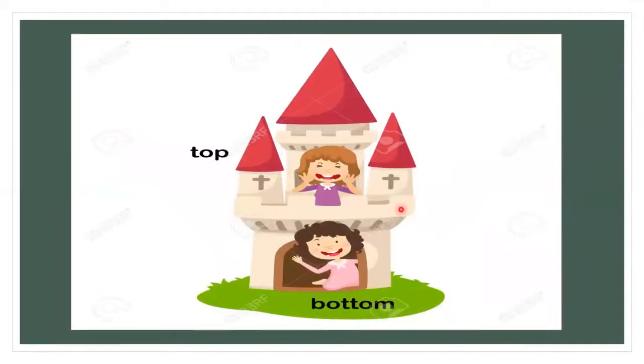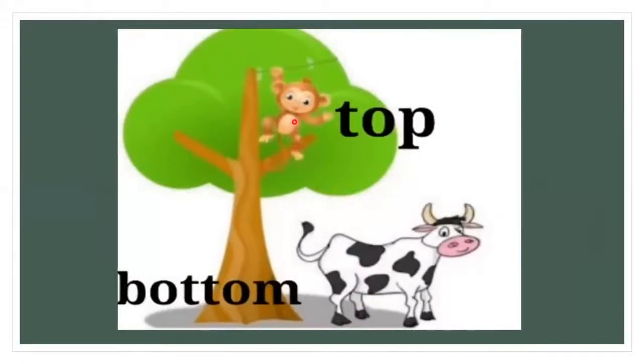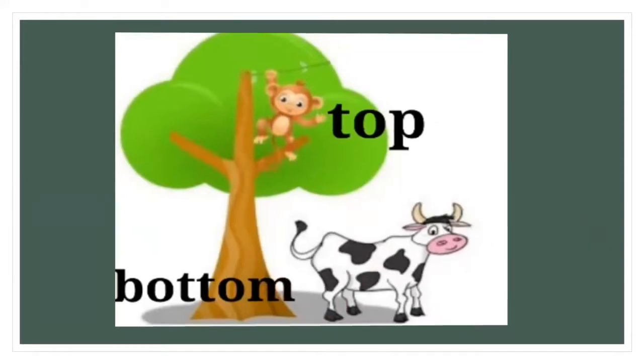Now see this, here we can see two girls. This girl she is shouting and she is on the top of the house and she is smiling. She is at the bottom of the house. Now here we can see a monkey. Tell me, monkey is on the top or bottom? Yes, monkey is on the top of the tree and the cow is at the bottom of the tree.